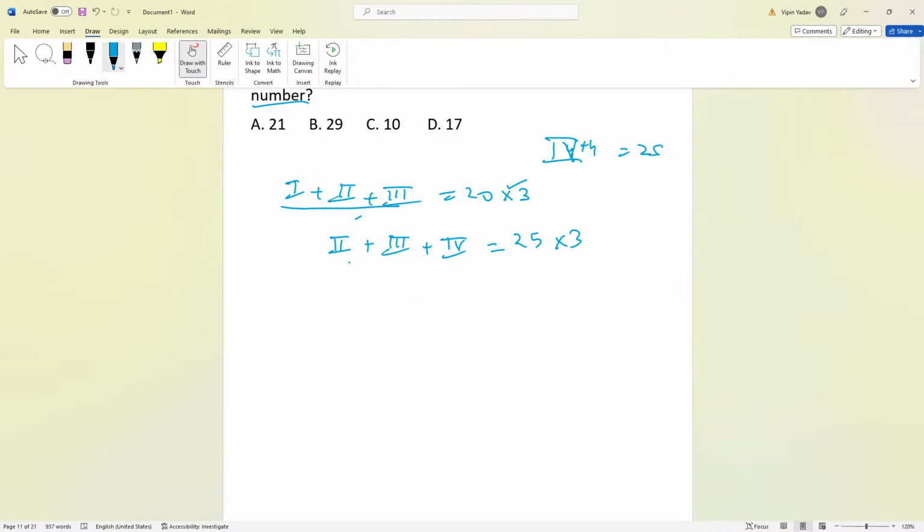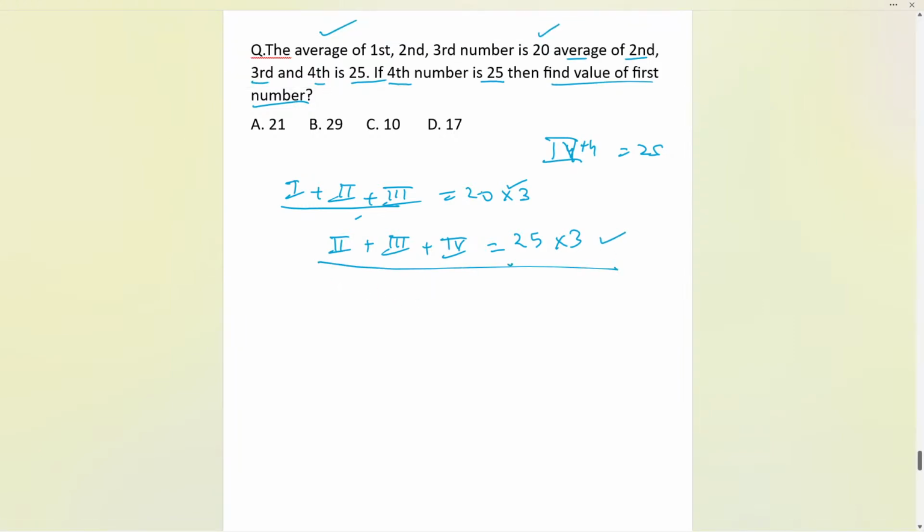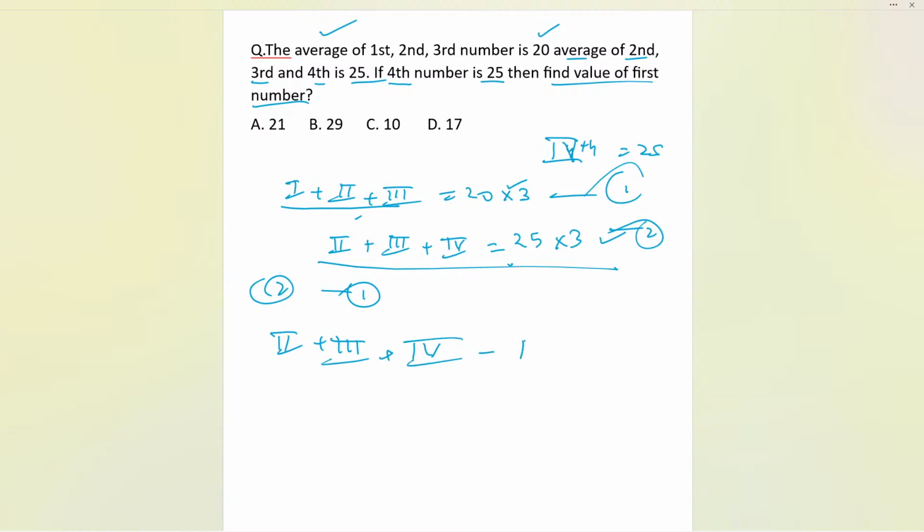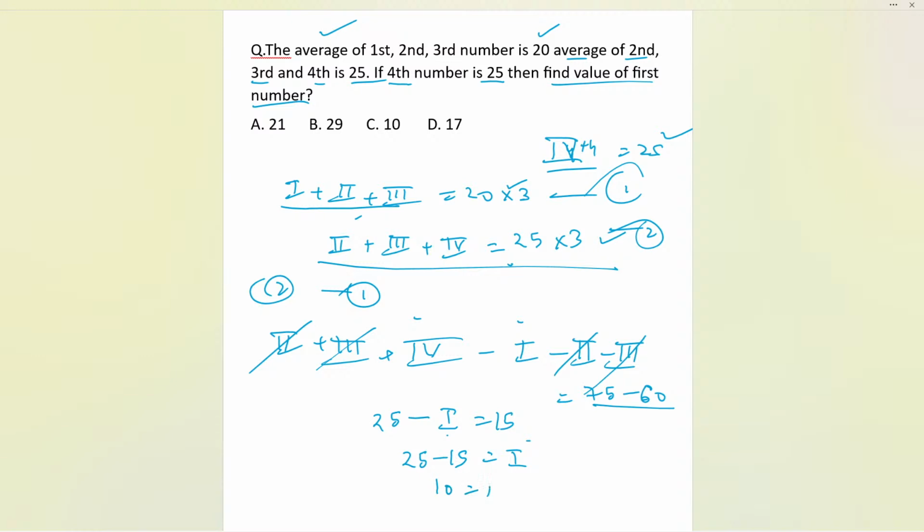If I subtract, the second equation is greater. This number is greater. So second minus first, let us do that over here. Second plus third plus fourth, minus first minus second minus third, that will be 75 minus 60. So third and second will be cancelled out, only fourth minus first. Acha, fourth is already 25. So 25 minus first equals 15 after solving. Take the first on the other side, it will be 25 minus 15, that is 10, we are getting the first value. That is the answer, and you all tried your level best, I appreciate.